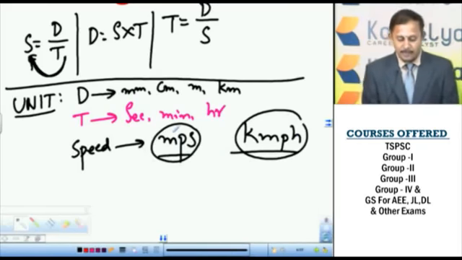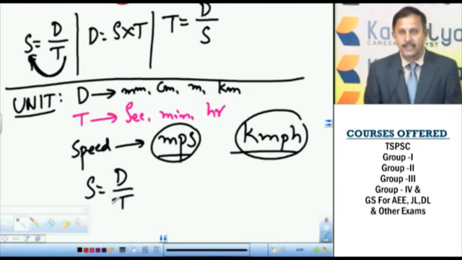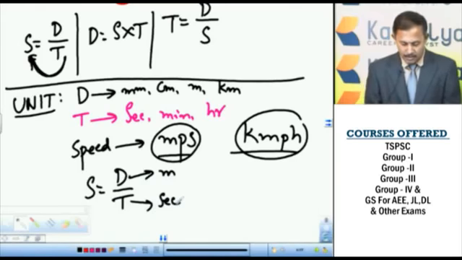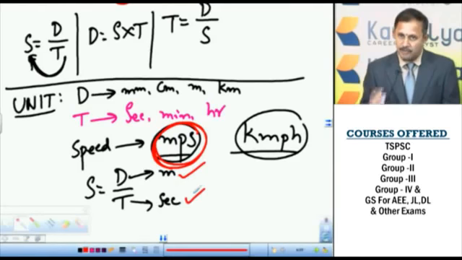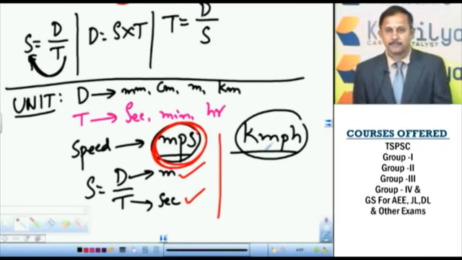Friends, once again recollect the formula for speed. The speed of the vehicle is given by distance by time. Suppose the distance is expressed in meters, then the time period must be expressed in seconds, so that we can get the speed in meter per second. The distance must be in meters and the time period must be in seconds. Then we can find the speed in meters per second. Suppose the second unit that is available is kilometer per hour.